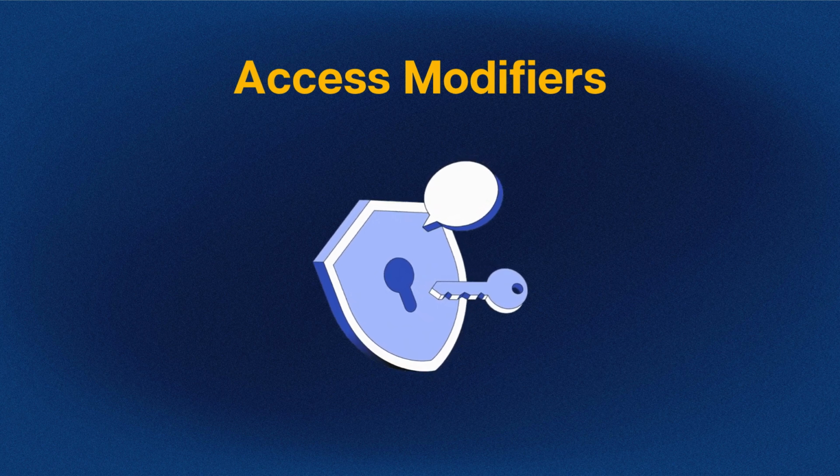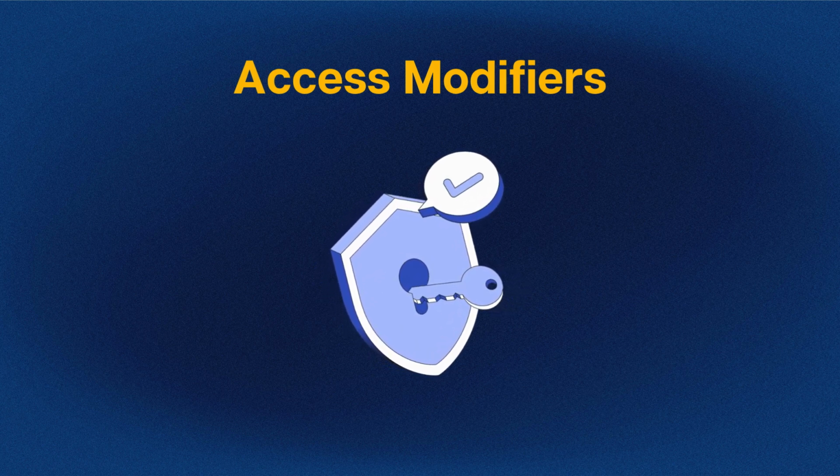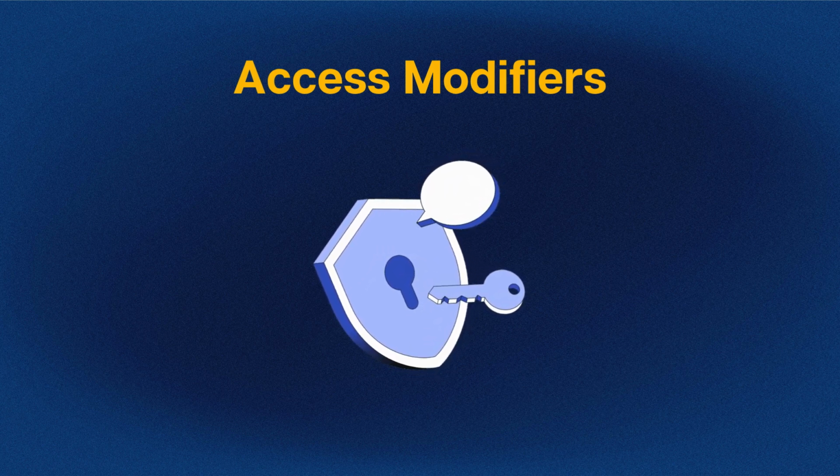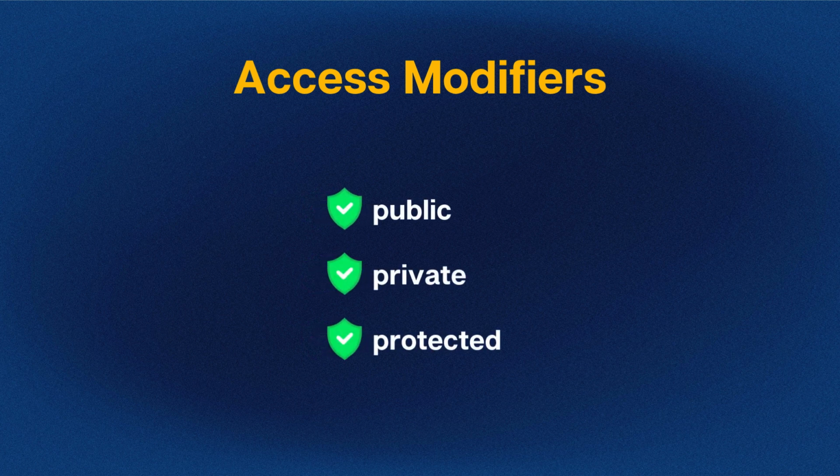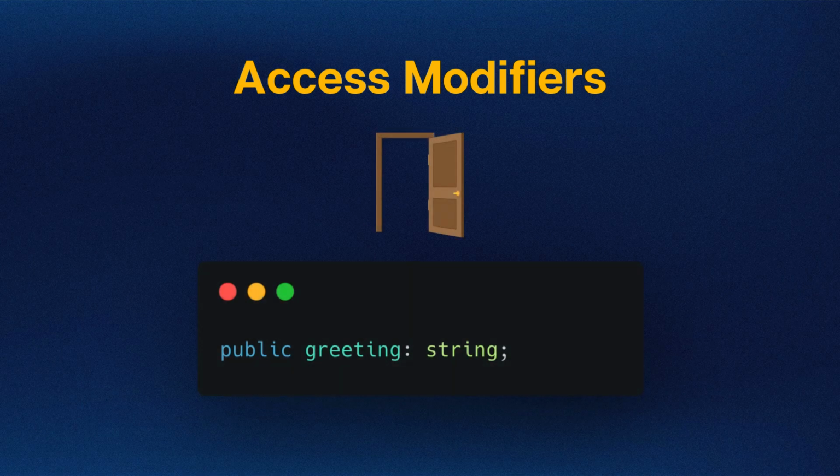Access modifiers are keywords that set the accessibility of properties and methods in a class. TypeScript provides three access modifiers: public, private, and protected. By default, all members of a class are public in TypeScript. You don't need to explicitly use the public keyword.